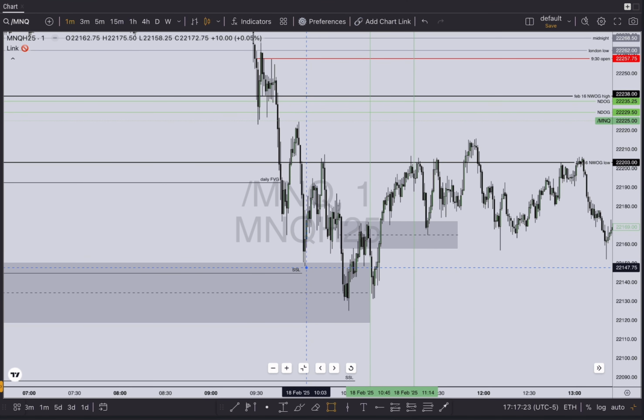Two of my main targets were hit. This daily fair value gap, we're in a daily buy side imbalance, sell side inefficiency. This is from here and lower. This is a buy side imbalance, sell side inefficiency that we're in right now. And we just tapped into the 15 minute buy side imbalance, sell side inefficiency.